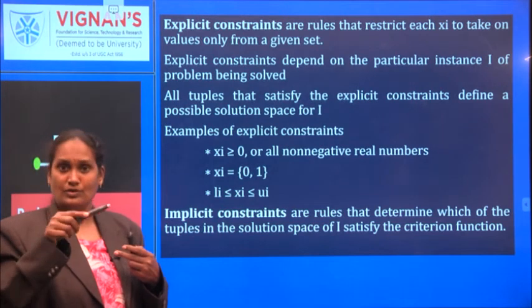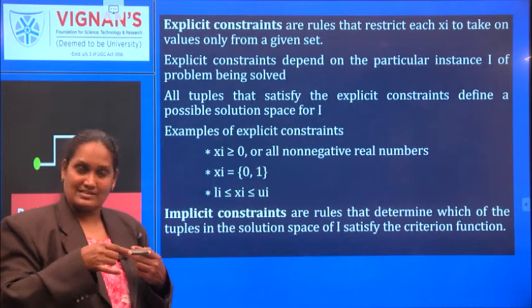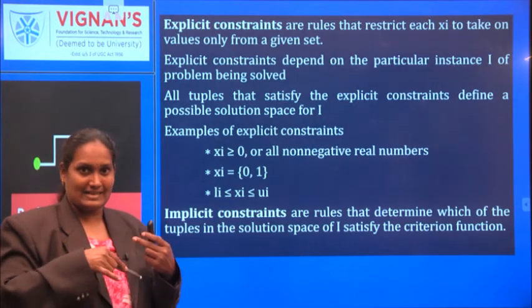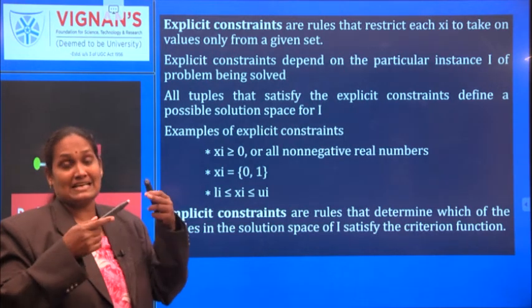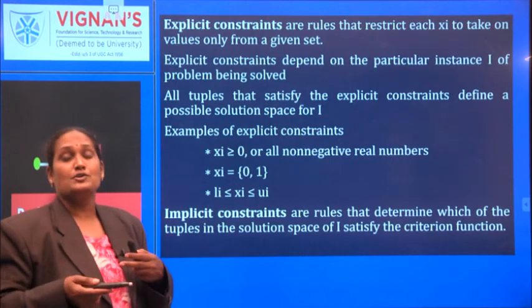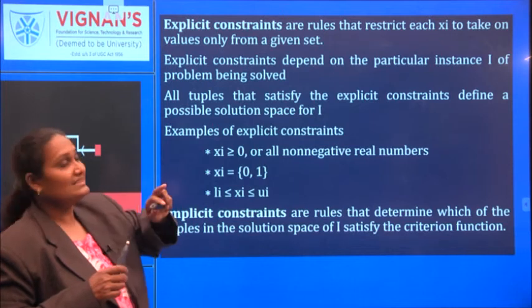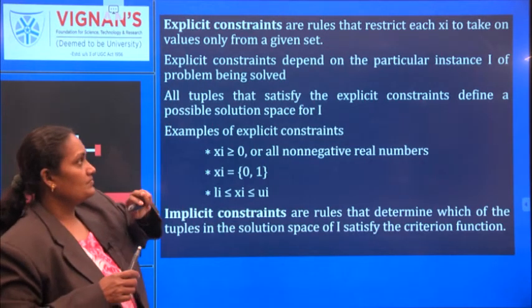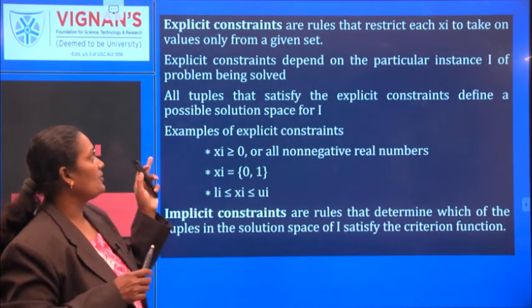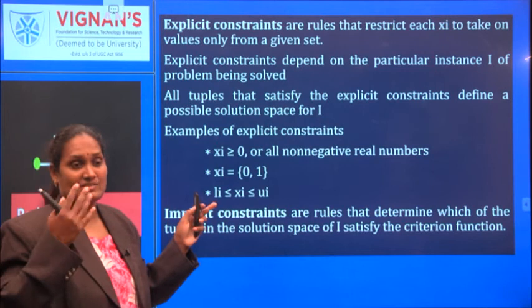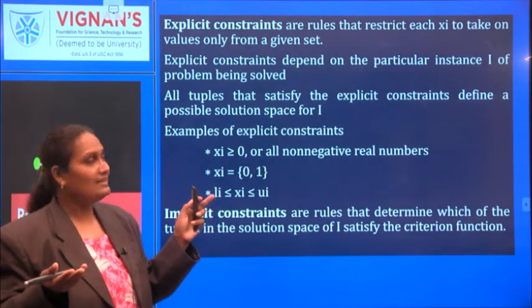First, at the root node we are considering one input value. At the first level node, we are considering one input value. At the second level node, we are considering another input value. Now, the selection of each xi should be done from the given set. That is monitored by the explicit constraints. Explicit constraints depend on a particular instance I of the problem being solved. So, whichever instance we are solving, based on that instance, the explicit constraints may differ.